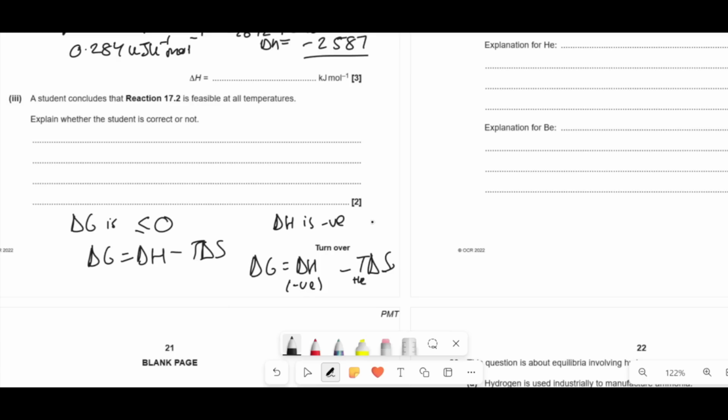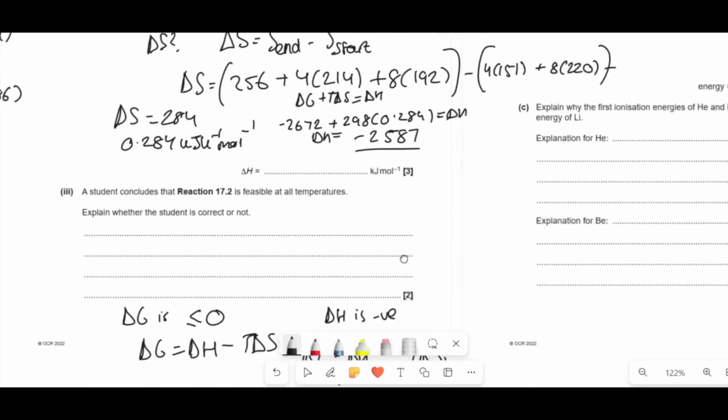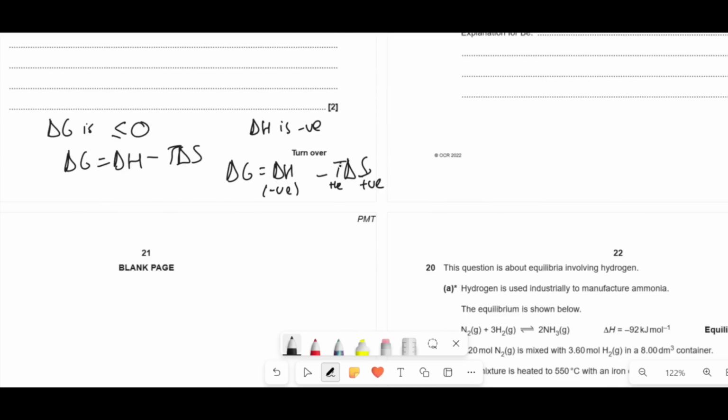If we look at our entropy change in this reaction, it's positive. So it was 284. That's positive. So no matter what, this whole unit is going to be a negative as well. So delta G is always going to be a negative value minus a negative value again. So it means that that is always going to be negative. If that was negative, sorry, because temperatures can't be negative, then this whole complex would become negative. But because there's a minus on it, that becomes a plus.